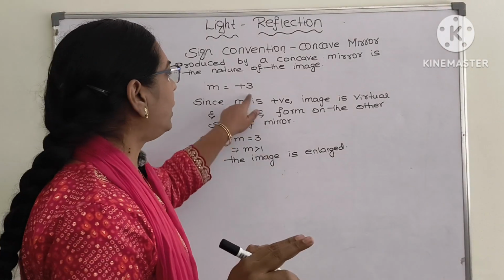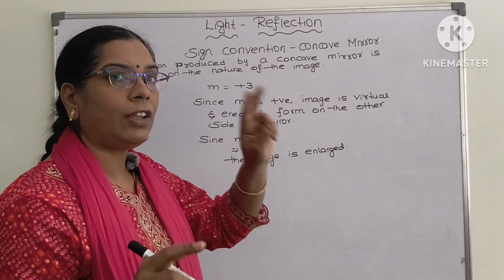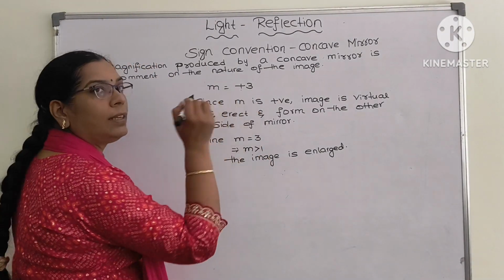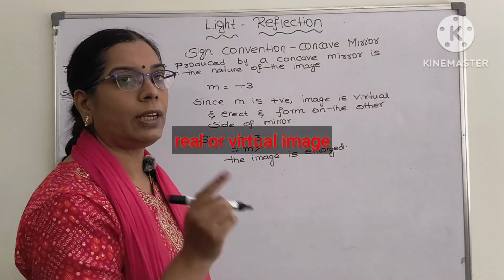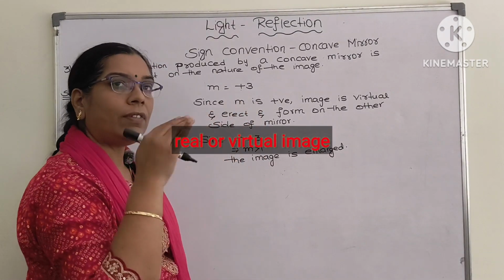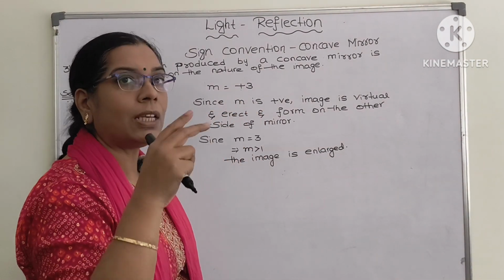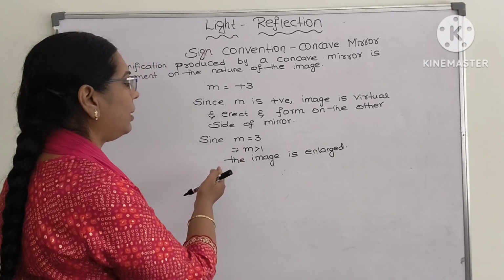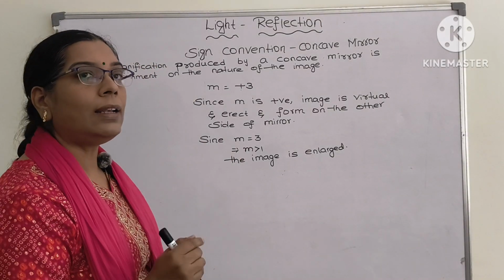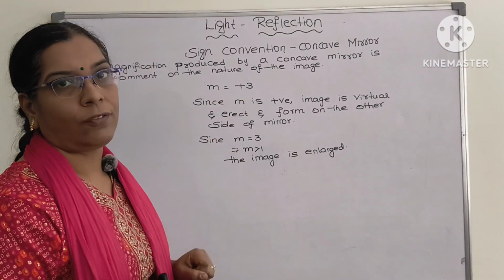So, the two things, the sign and the number, will give you two different meanings. The sign will tell whether it is a positive image or a negative image. The number will tell whether the image is of the same size, a diminished image or an enlarged image. This is how you have to analyze the value of the magnification.